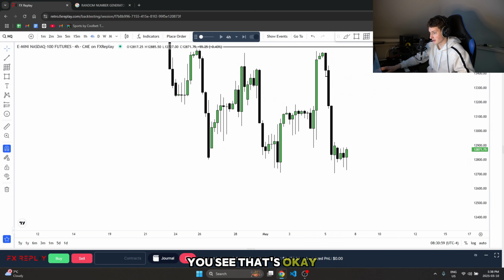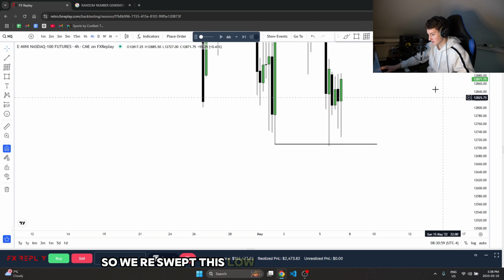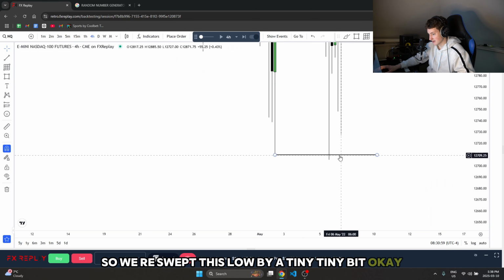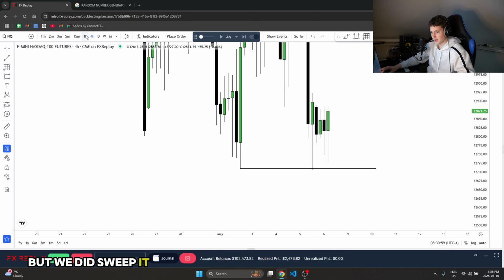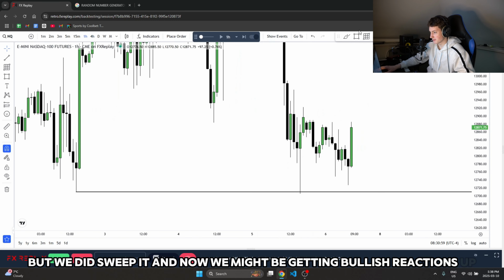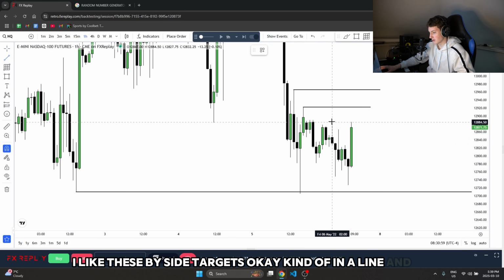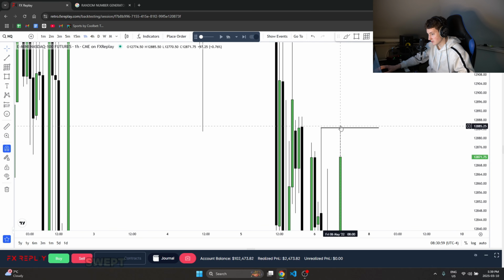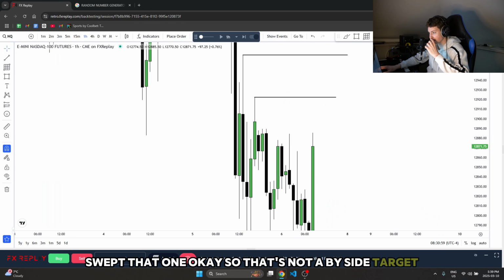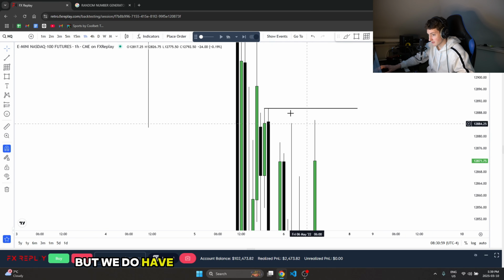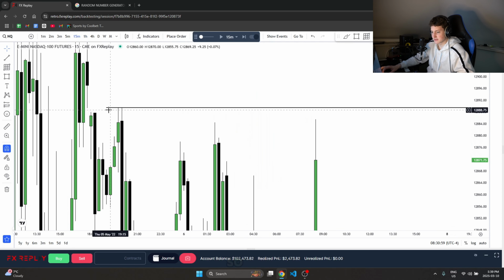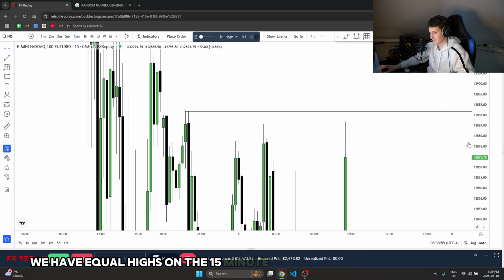You see, that's okay. So we reswept this low by a tiny, tiny bit, okay, but we did sweep it. And now we might be getting bullish reactions up. I like these buy side targets, kind of in a line. And we swept that one. Okay, so that's not a buy side target, but if I zoom in, those look like equal highs. So yeah, we have equal highs there on the 15-minute.